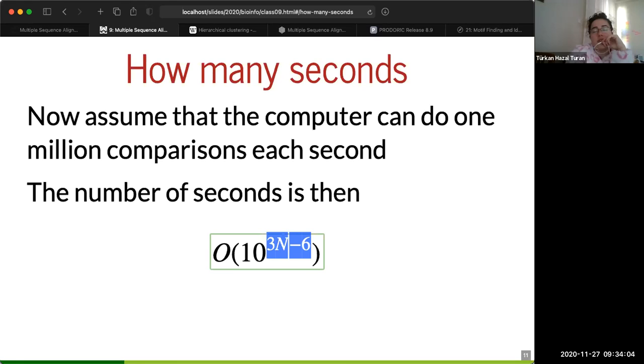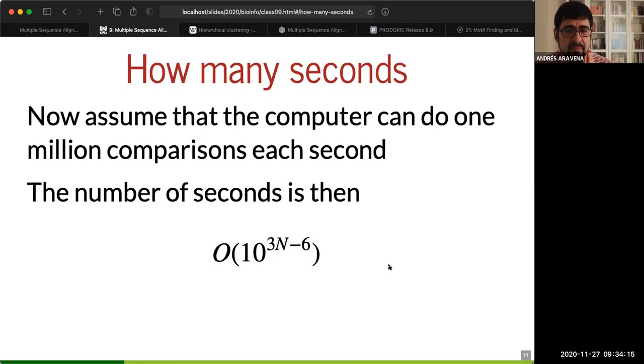I did it because we divide by 1 million. We are asking, if you are doing 1 million in 1 second, how many seconds will it take to do exactly 10 to the power of 3n? How many seconds? Essentially, you divide the number by 1 million. If it's 10 million, we will put minus 7.